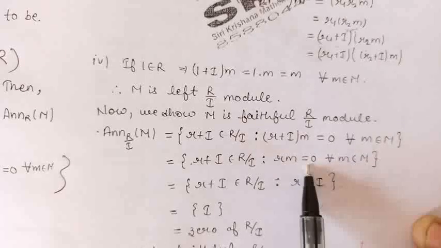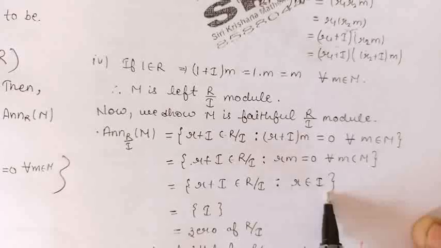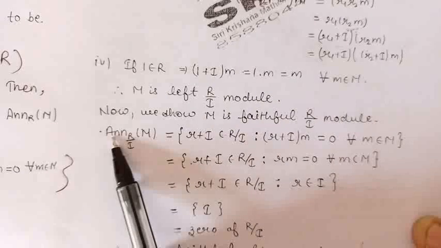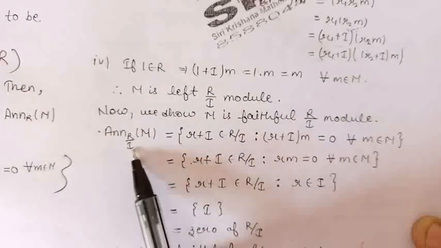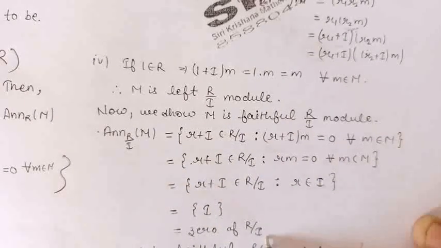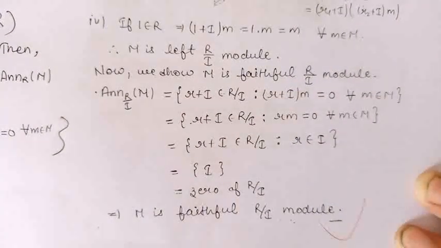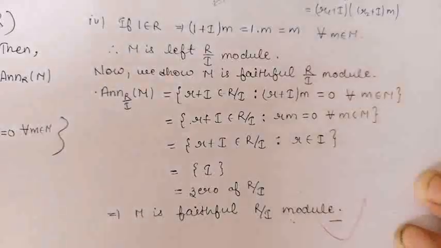And if rm is equal to 0, it means r belongs to the annihilator of module M, which we have denoted by I. So we have proved that the annihilator of module M over the ring R/I is the 0 element of R/I. So this proves by definition that M is a faithful R/I module.